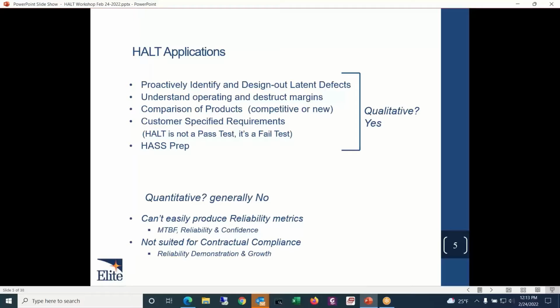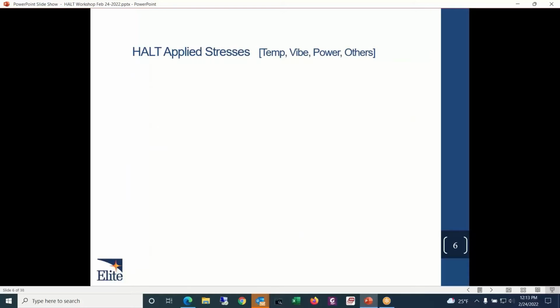There are some HALT practitioners that try to create a database of how products have managed HALT, collect that information, and from that try to extrapolate out quantitative reliability. But it's not generally accepted to be a test where you can run it, especially the way that it's typically run, 4 to 5 days of HALT, and then produce any kind of meaningful reliability metric, something that's quantifiable. So again, HALT is very much a qualitative test.